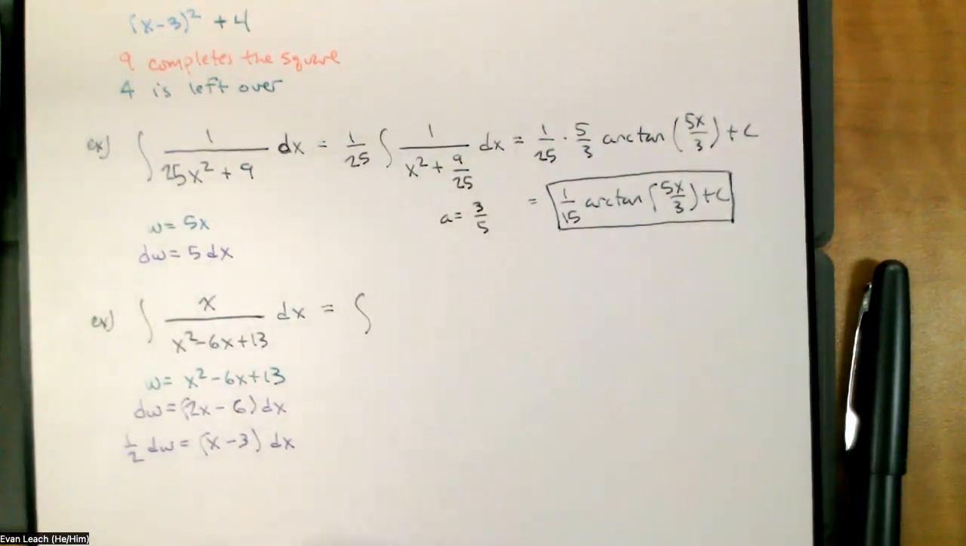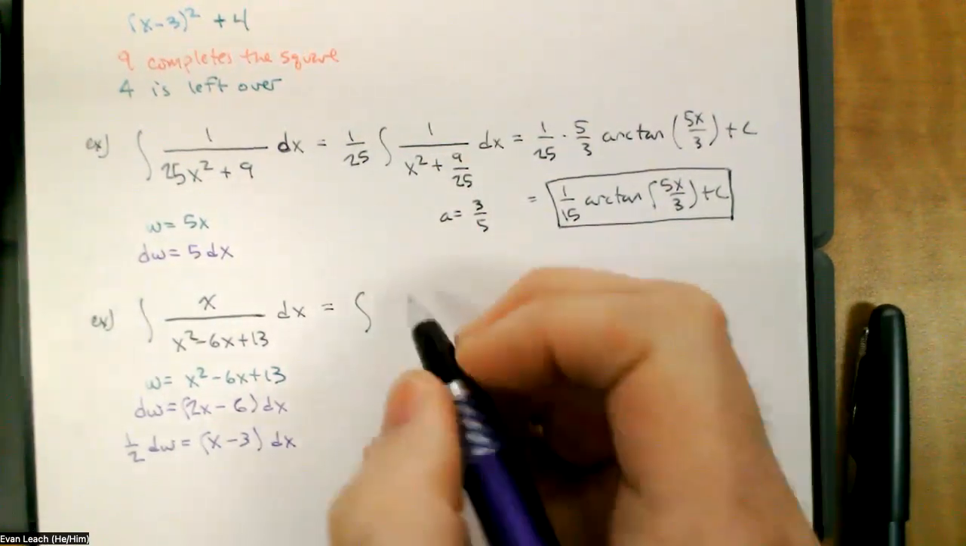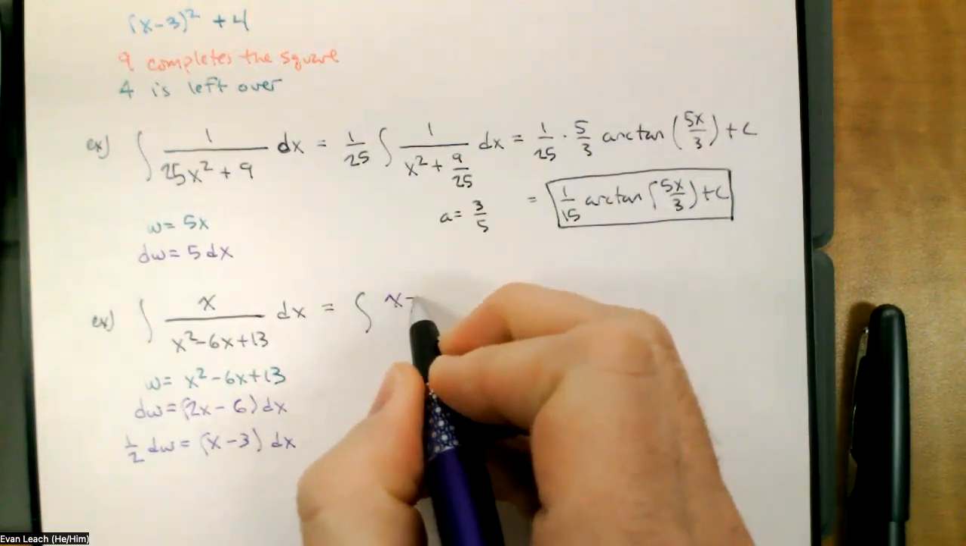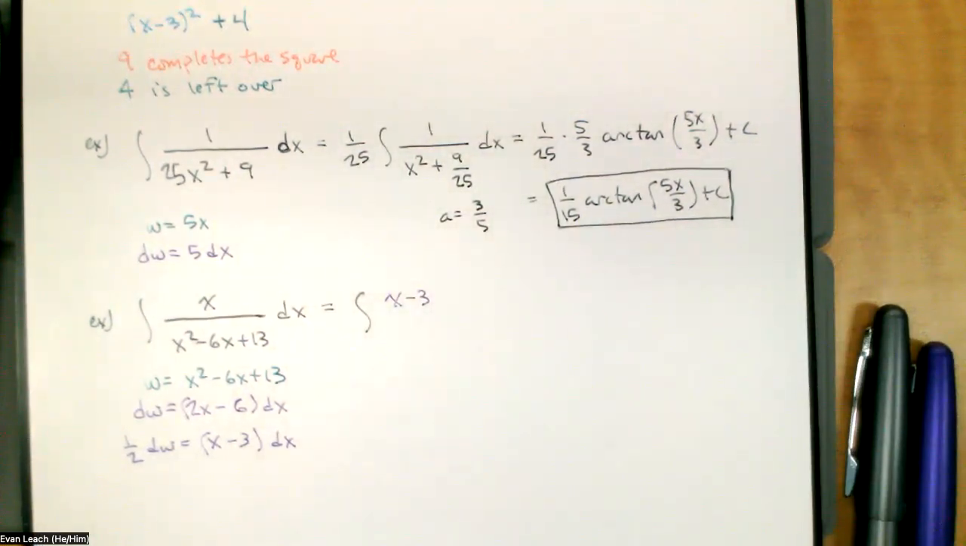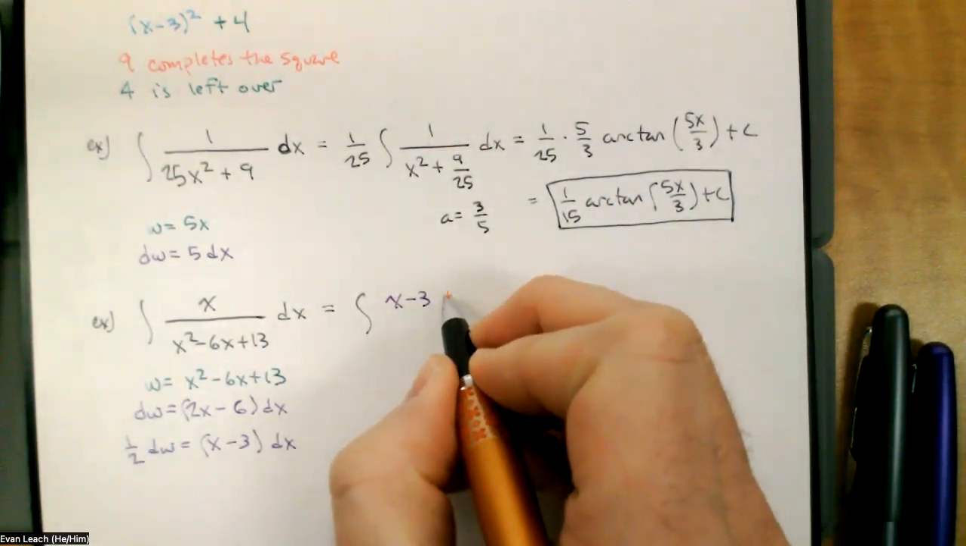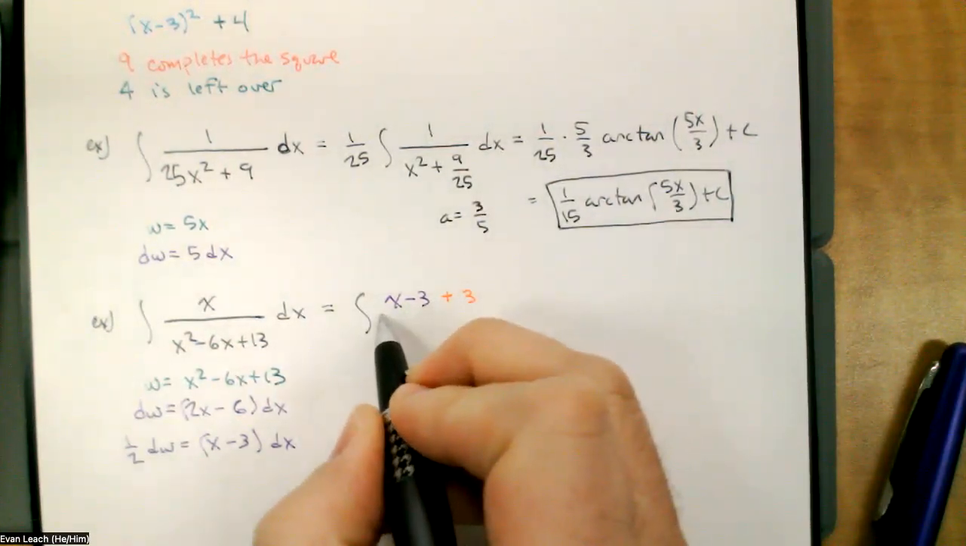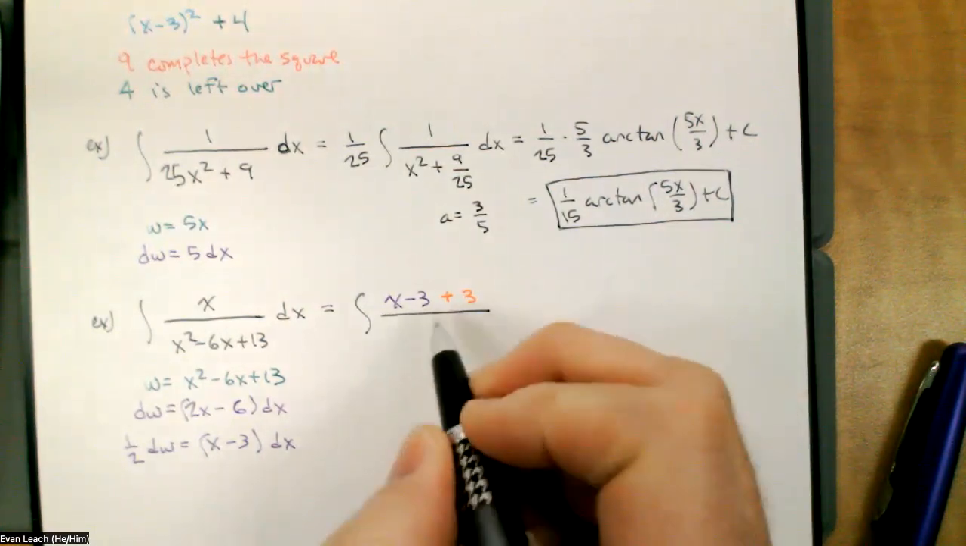So I'm going to have one term. I'm just going to mark the numerator. That's what I want to be the derivative of the inside. But I can't just change my numerator. I have to balance things out. So if I write x minus 3, this still has to equal x, so I'm going to put a plus 3 to balance things out. And then my denominator can be the same, x squared minus 6x plus 13.